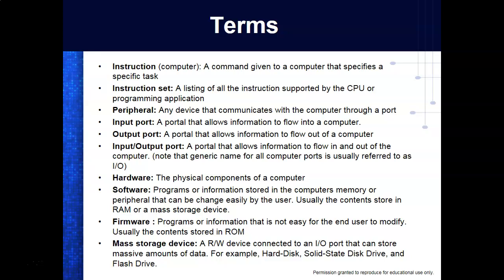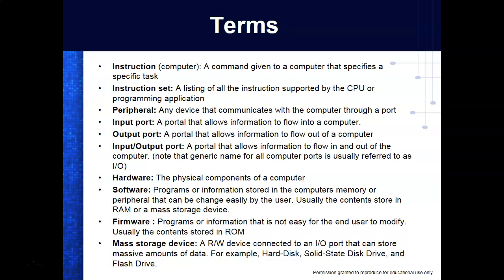Hardware, these are the physical components of a computer. Software, these are programs or information stored in a computer's memory or peripheral that the users can change. So you can change those. Firmware, these are programs or information that is not easy for the end user to modify or change. These are usually stored in some type of read-only memory.